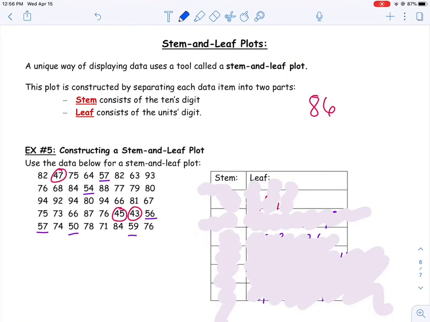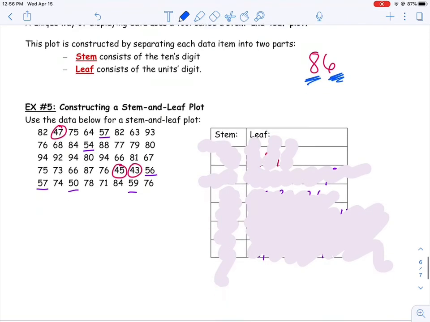We call the tens digit the stem, so in this case the 8 would be our stem, and then we call our units digit, our ones digit, the leaf, so in this case the 6 would be our leaf. And we would go through and we would display and separate all of our 80s, all of our 70s, all of our 60s, and so on. Let me show you an example.